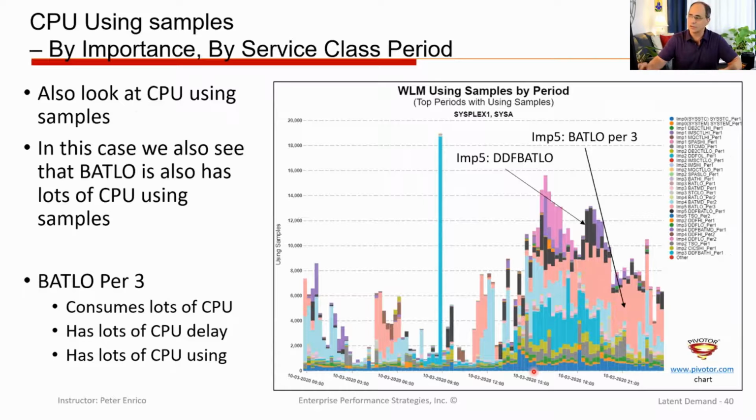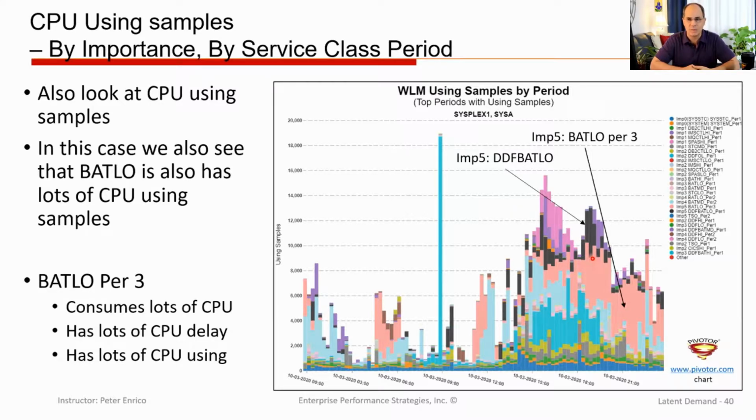But it's also interesting to look at CPU using samples. You say to yourself, well, if I have my utilization and I have my delay samples, now I know what's backing up and I get a feeling for how much CPU is being delayed. Well, you also want to look at using samples, because in this particular case, I see my biggest consumers of CPU are also these low importance workloads. Yes, the high importance workloads are using the CPU, but the fact that the low importance workloads are using a lot of CPU says to me that yes, we have latent demand, but at least the work that's suffering from the latent demand is also able to use the CPU for a bit. And that's what we're looking at here.